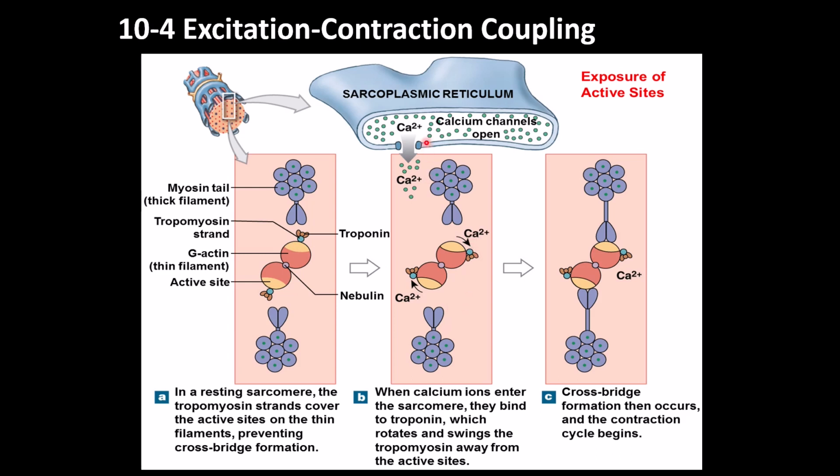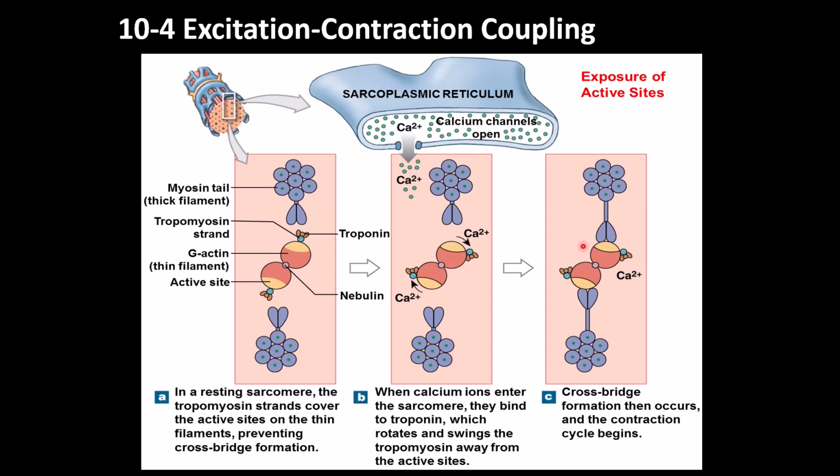Once the calcium enters from the sarcoplasmic reticulum, as we saw before, the calcium attaches to troponin, and troponin moves tropomyosin. Once the tropomyosin is moved, the active site of actin is exposed. You can also see here nebulin connecting these G-actin molecules.